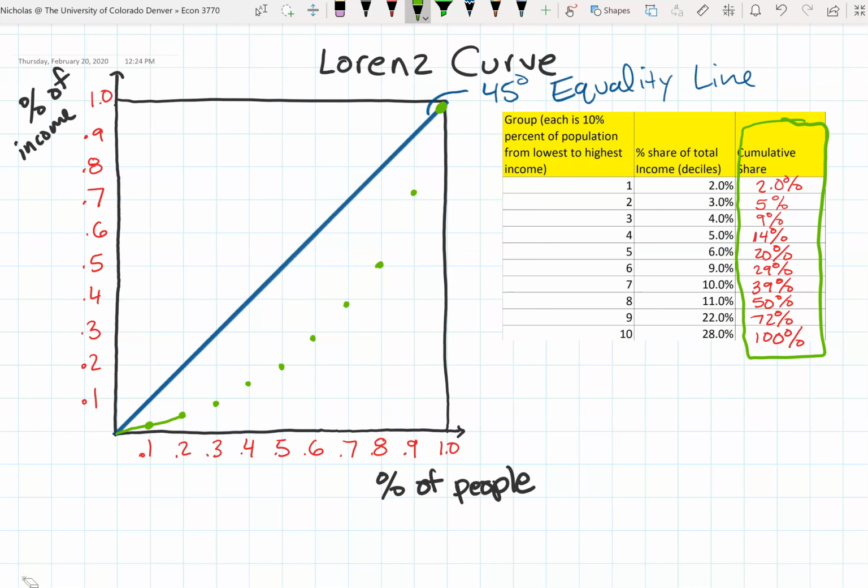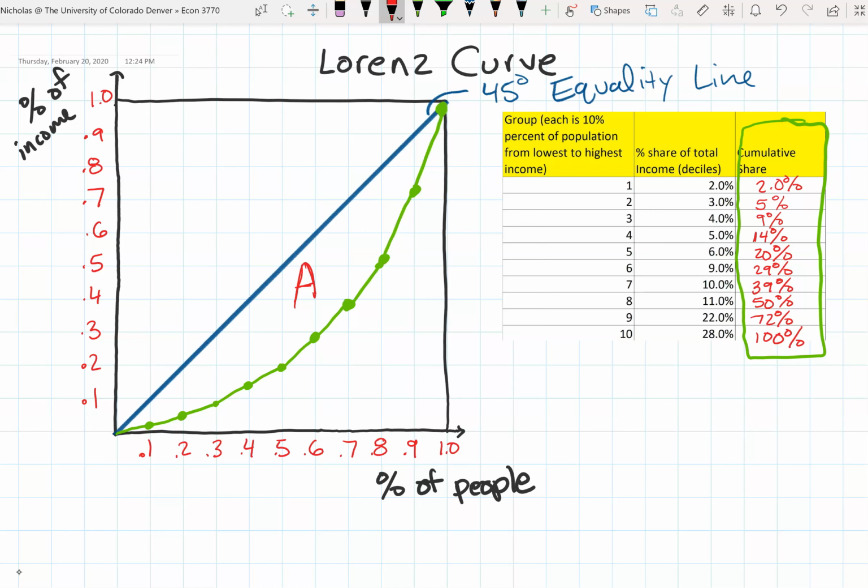Okay, so we just connect these dots, and how much they go up each time shows what percentage of income that group got. Okay, and so then we have our Lorenz curve, and the Lorenz curve is easy to interpret. The further away it is from the 45-degree line, so the bigger, I'll call this area A. The bigger A is, the more unequal it is. Okay, so that's the interpretation of this. So we can see it visually.